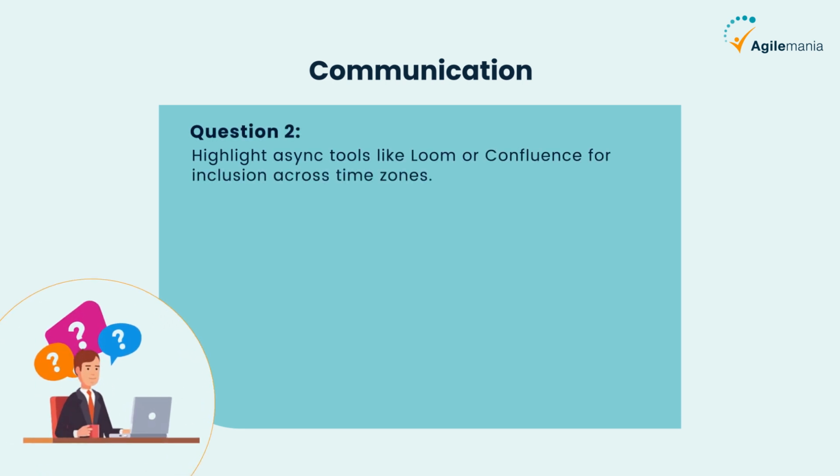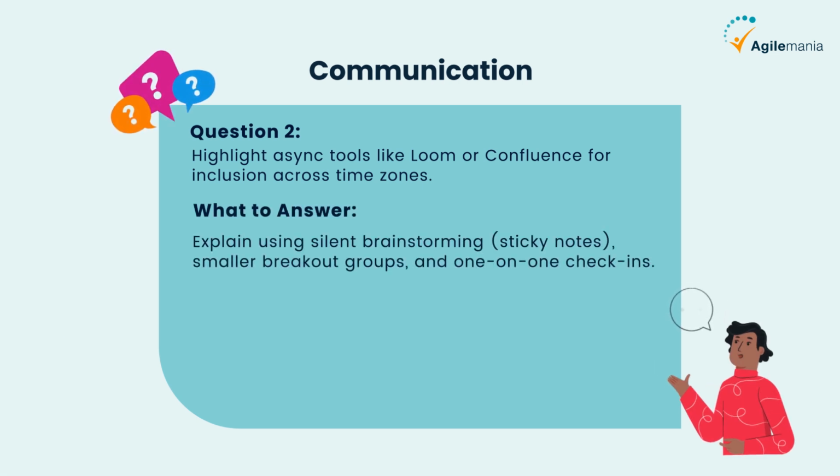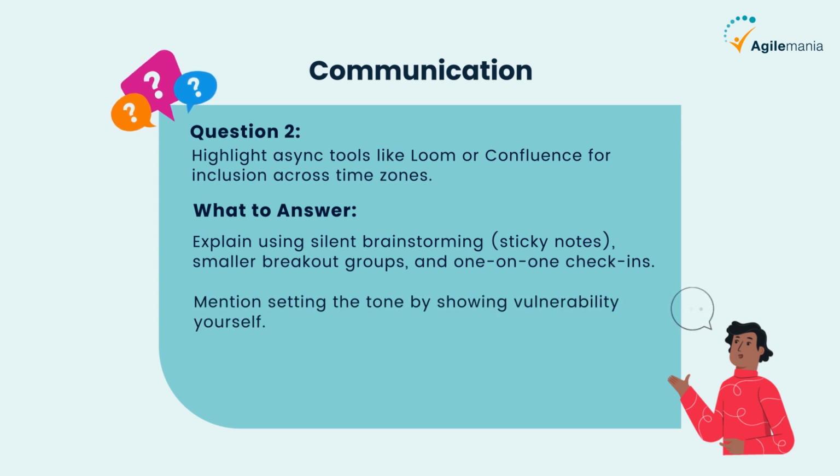Question 2. How would you handle team members unwilling to speak up in retrospectives? What to answer? Explain using silent brainstorming, sticky notes, smaller breakout groups, and one-on-one check-ins. Mention setting the tone by showing vulnerability yourself.